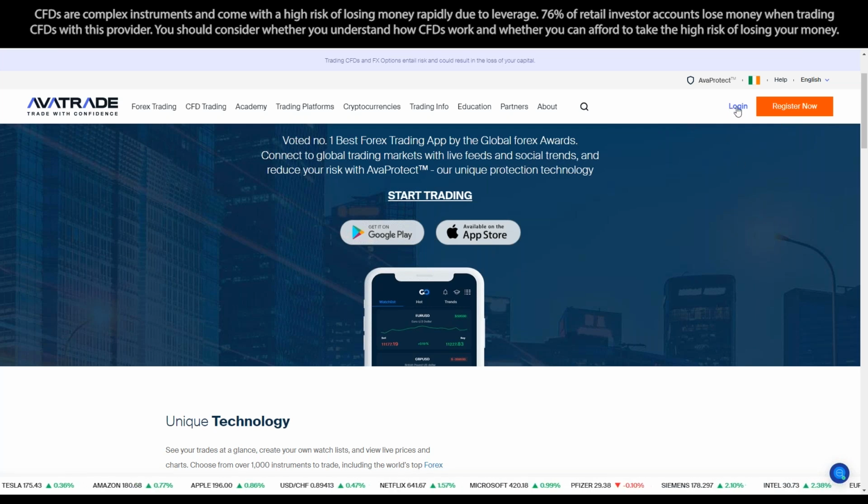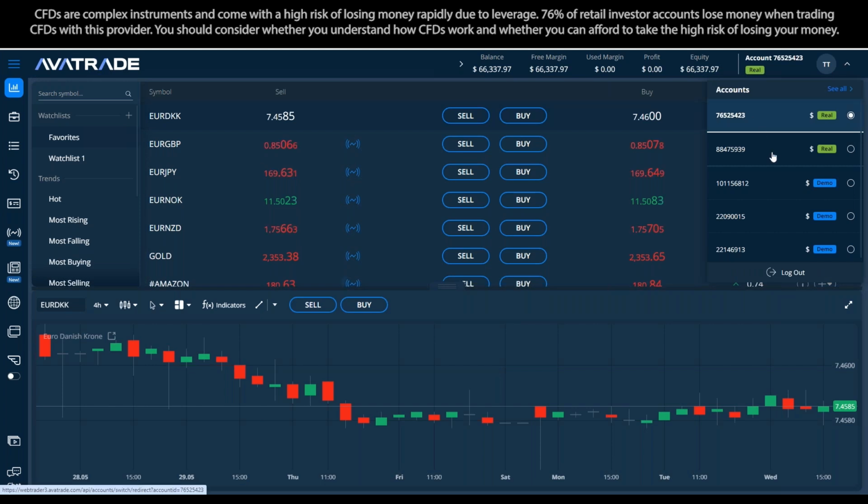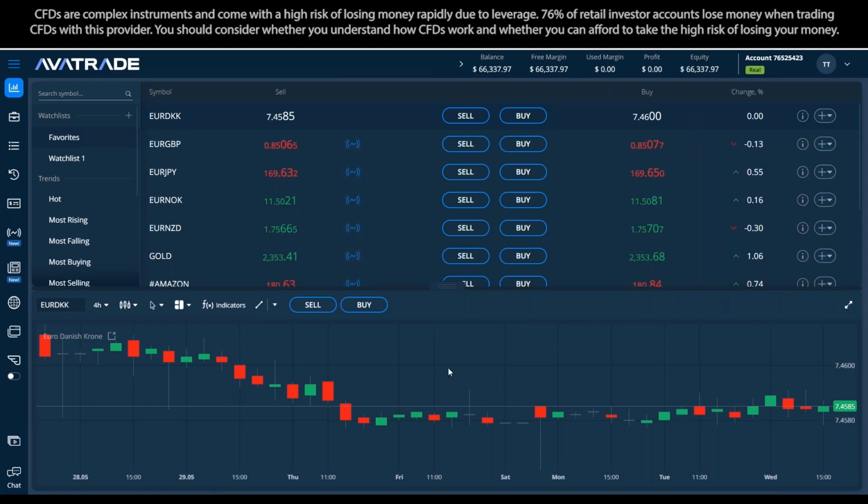Now, if we log in from the upper right corner, we will be in the web trader platform. And again, this allows you to trade and switch between your MT4 accounts, MT5 accounts, and your live and demo accounts. Just in the upper right corner here, I can easily switch between all of my accounts from one interface without having to switch platforms or devices.